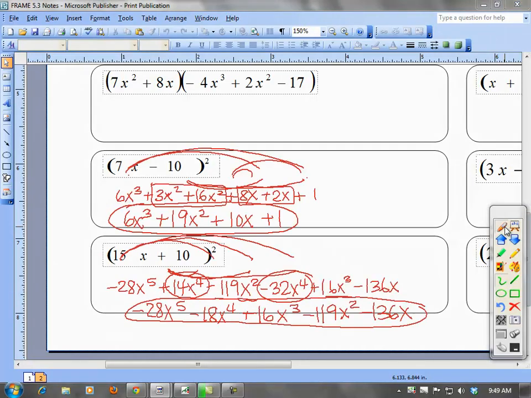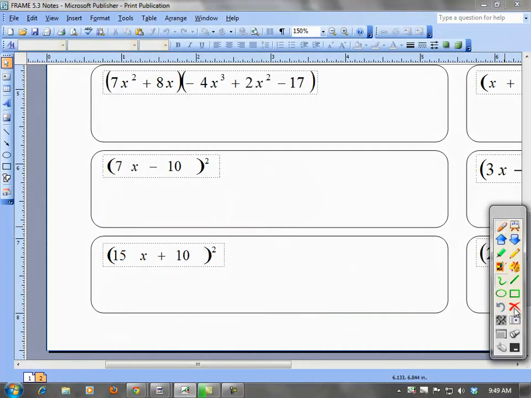We know that when you have something squared, it means that there are two of them. And so I'm going to rewrite this as 7x minus 10 times 7x minus 10. Okay? So I'm now going back to FOIL once I write them twice.